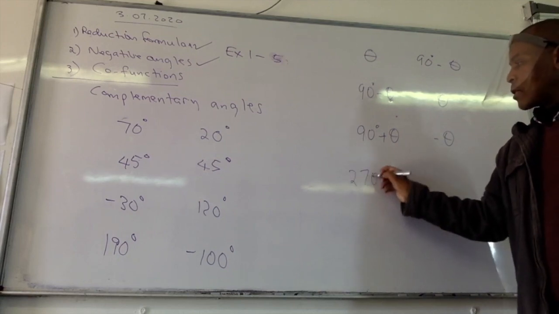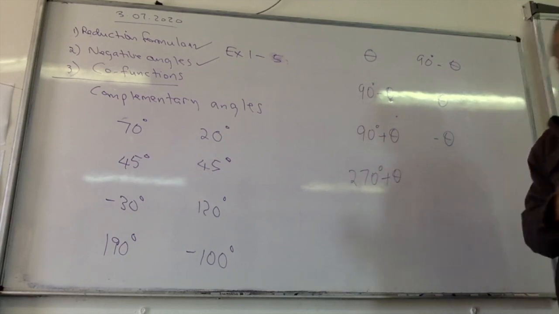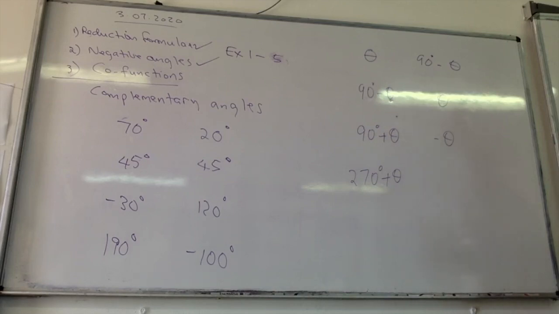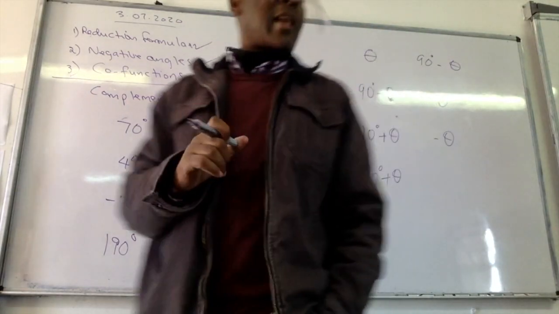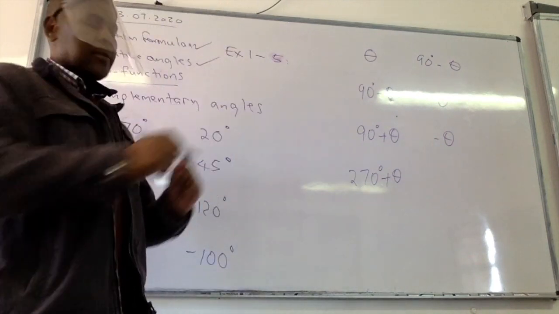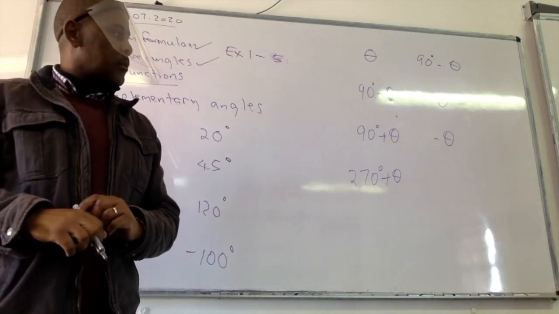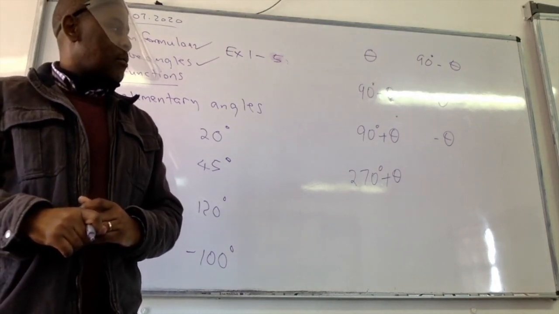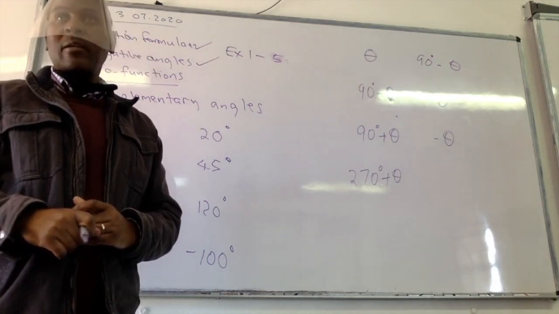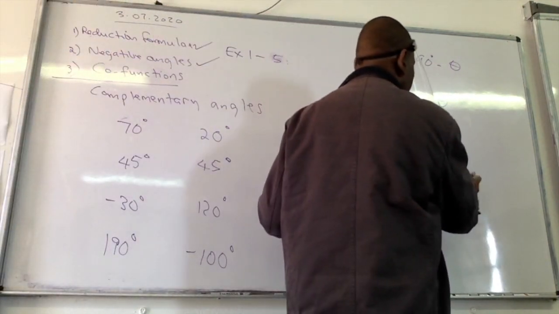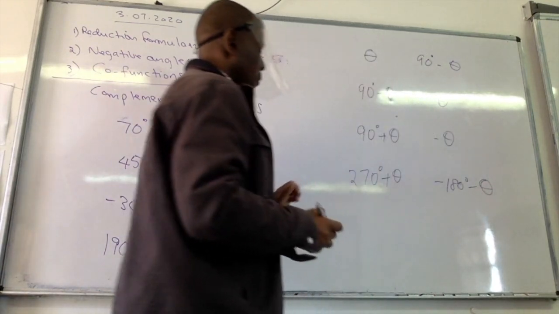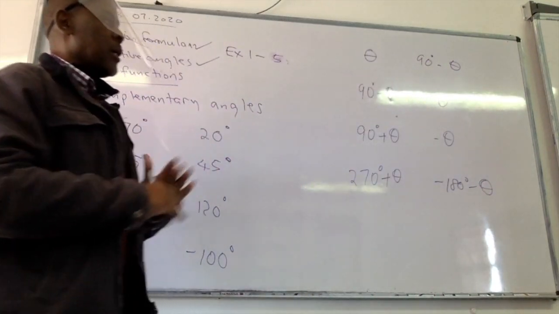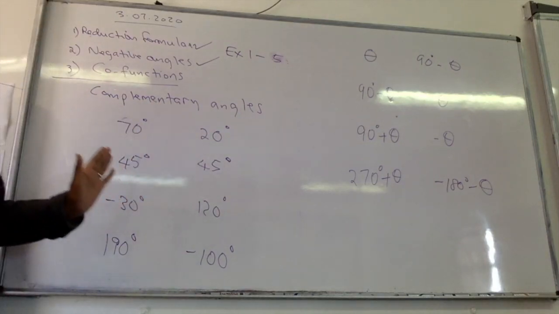What about 270 plus theta? Just say 90 subtract all this. What is 90 subtract all that? That will be minus 180 minus theta, do you agree? Okay. Minus 180 minus theta. Okay, so if we add those two angles together, we should get 90. So when we add these, we get 90.